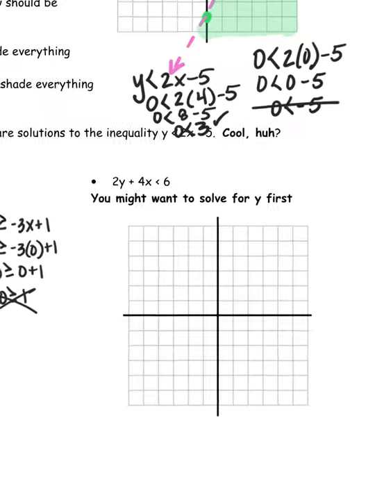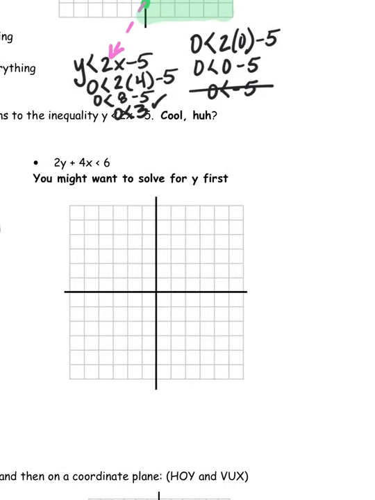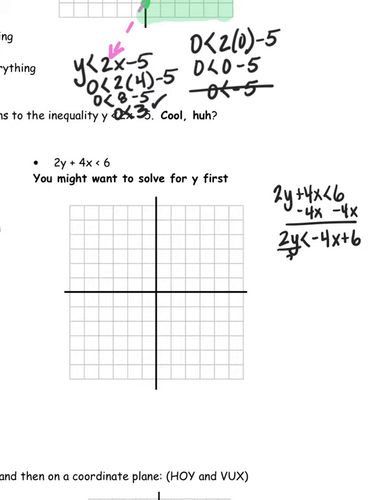Okay, let's do one more, and then we're going to just stop here. Now we have to solve for y first. This is something we've been doing. So we have 2y plus 4x is less than 6. I'm going to move the 4x to the other side. This is something we did earlier. Now I have 2y is less than -4x plus 6. Divide everything by 2. Y is less than -2x plus 3.